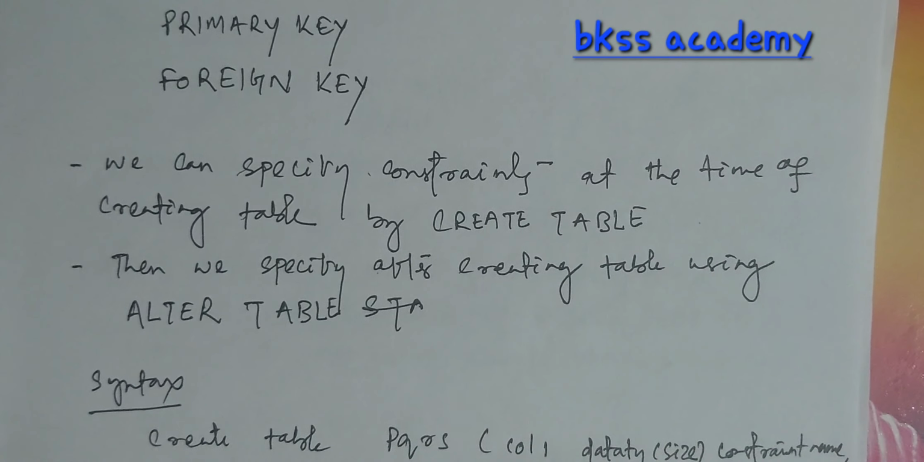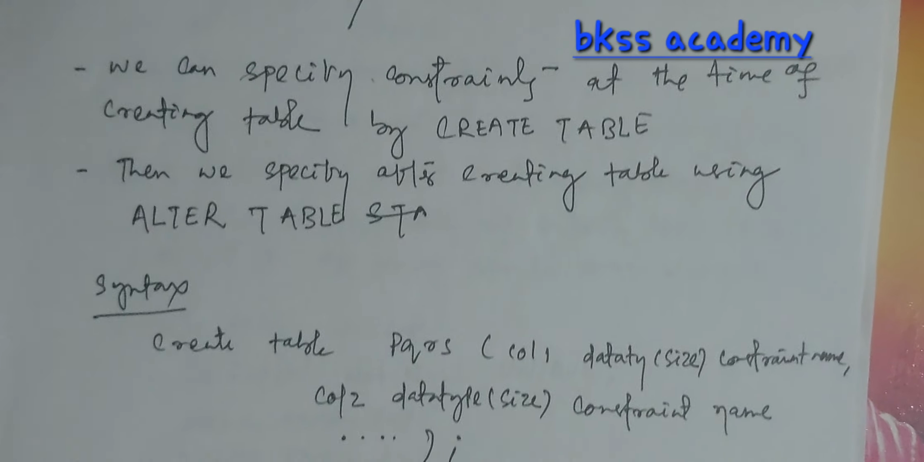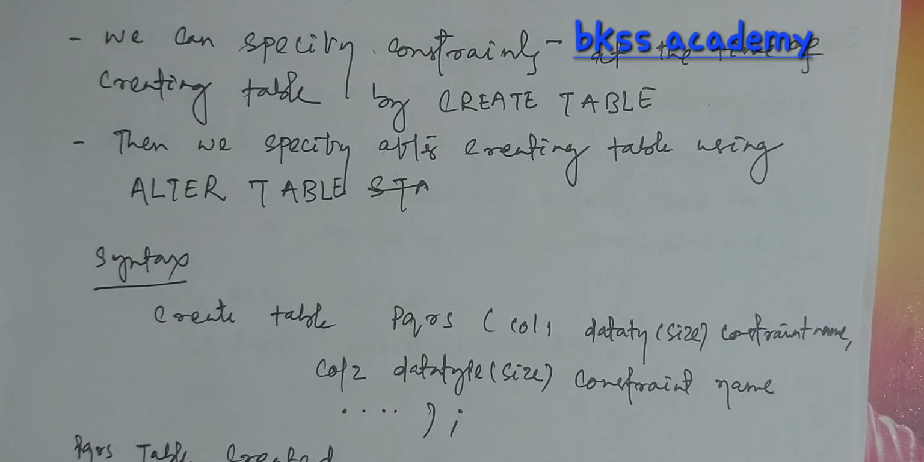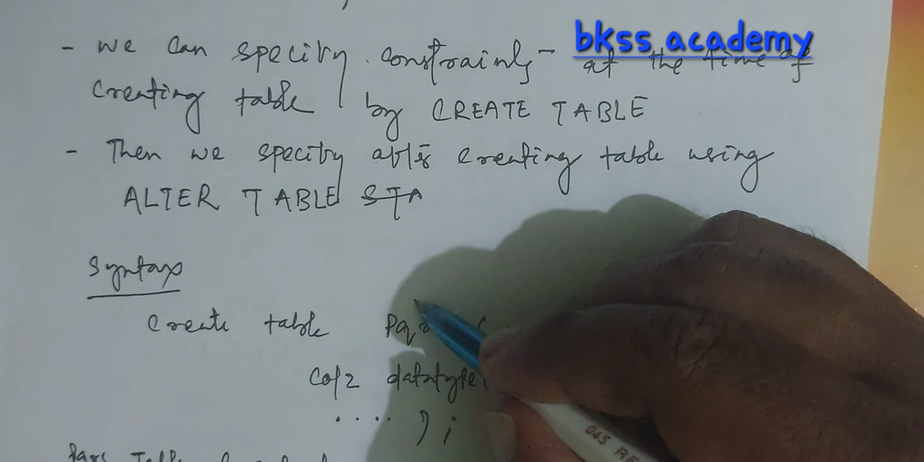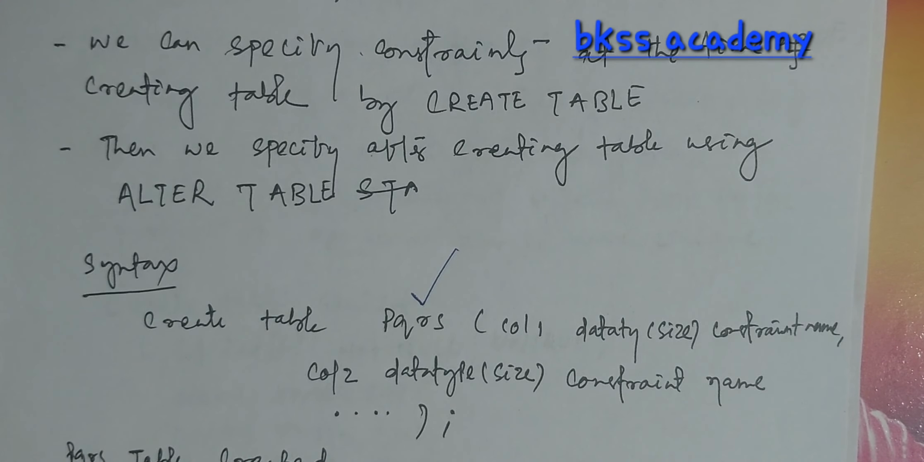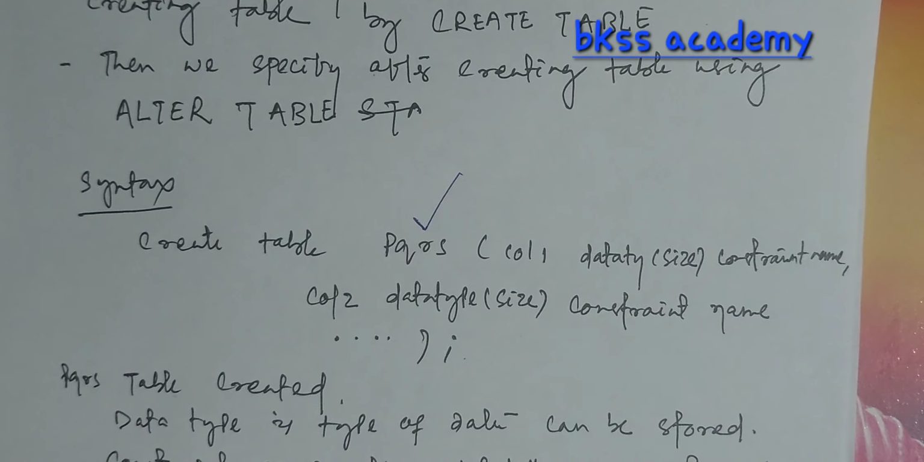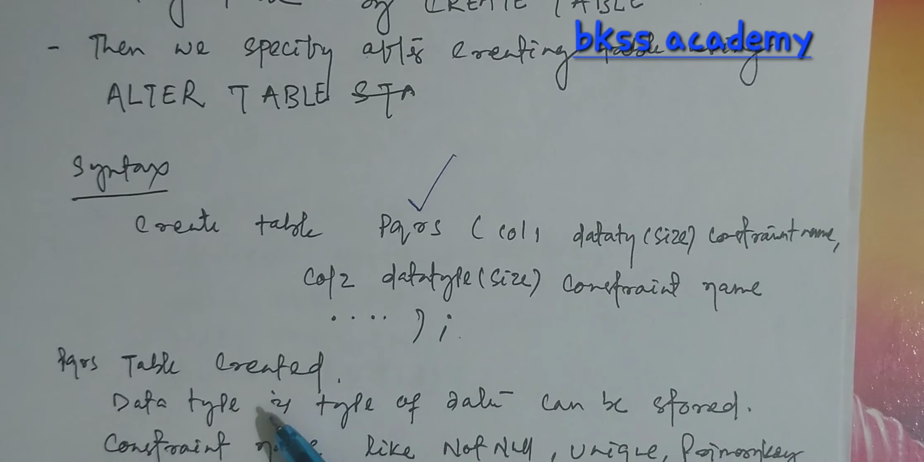We can specify constraints at the time of creating a table by the create table syntax. Then we can also specify them after creating the table using alter table. Syntax is like this: create table pqrs, where pqrs is the table name, column 1 data type size constraint name, column 2 data type size constraint name, and this will be closed with bracket and semicolon. The answer will be: pqrs table is created.